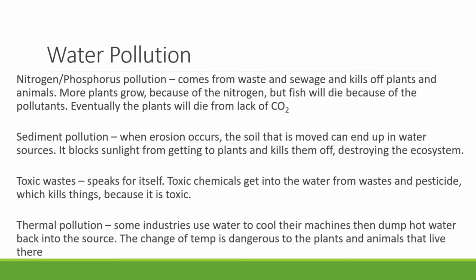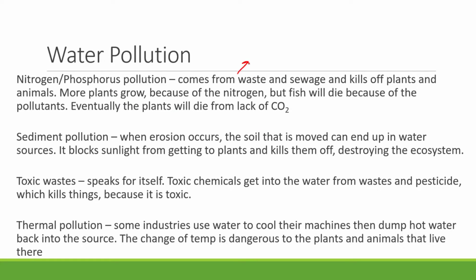When certain wastes get back into water sources, like rivers and lakes and oceans, the nitrogen and phosphorus will kill off some of the plants and animals, not directly, but the nitrogen helps more plants grow and kills the fish because of the nitrogen and the phosphorus. So it lets plants grow more but kills off the fish. And then because there's no or fewer fish and then eventually no fish, the plants will die out. Even though they were growing more, they'll die out because there's no living organisms to give them carbon dioxide.